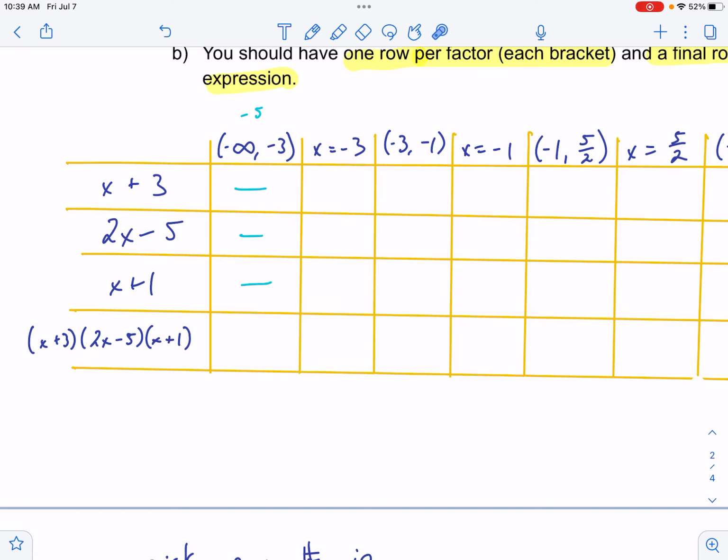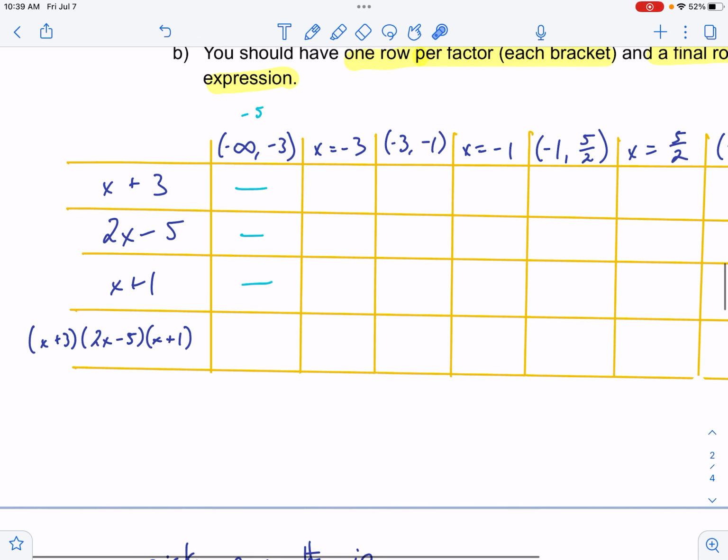Our next one here, we're actually going to test the value -3. We're going to put that in. When x is -3, x plus 3 is actually equal to 0.